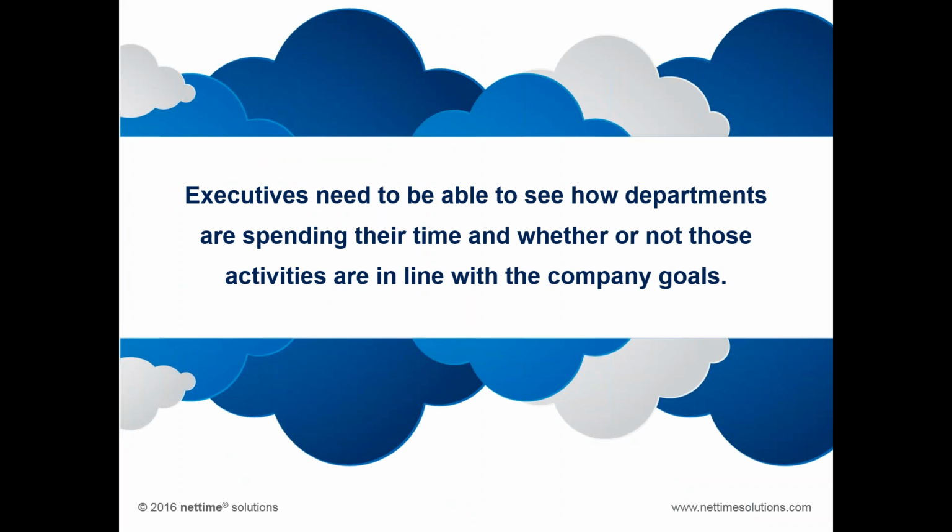Employee activities can drive operational efficiency as well as drive cost. In order to see what is happening, executives need to be able to see how departments are spending their time and whether or not those activities are in line with the company's goals. Unfortunately, you don't know what you can't see, and obstacles can only be addressed if they are visible. Because payroll usually has the biggest budget, often 50 to 75% of an organization's cost, taking a passive approach to managing it isn't the best way to operate your organization.